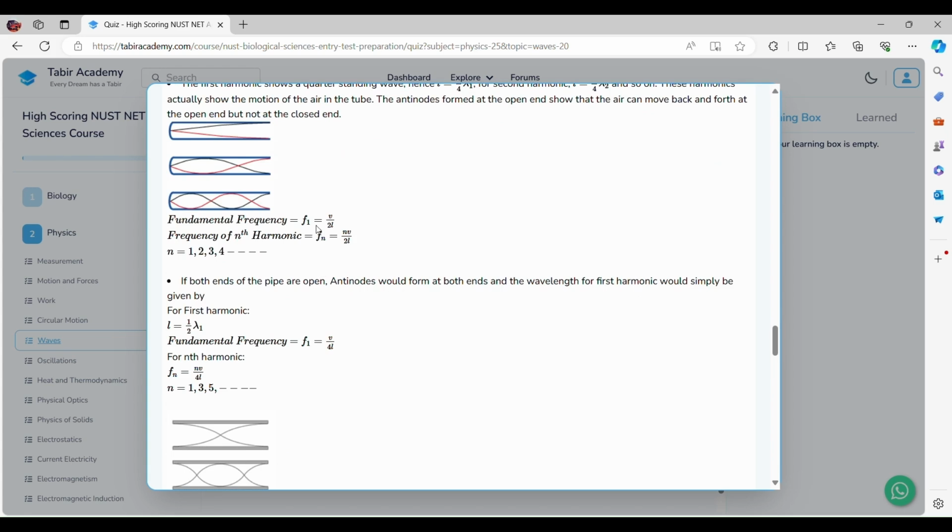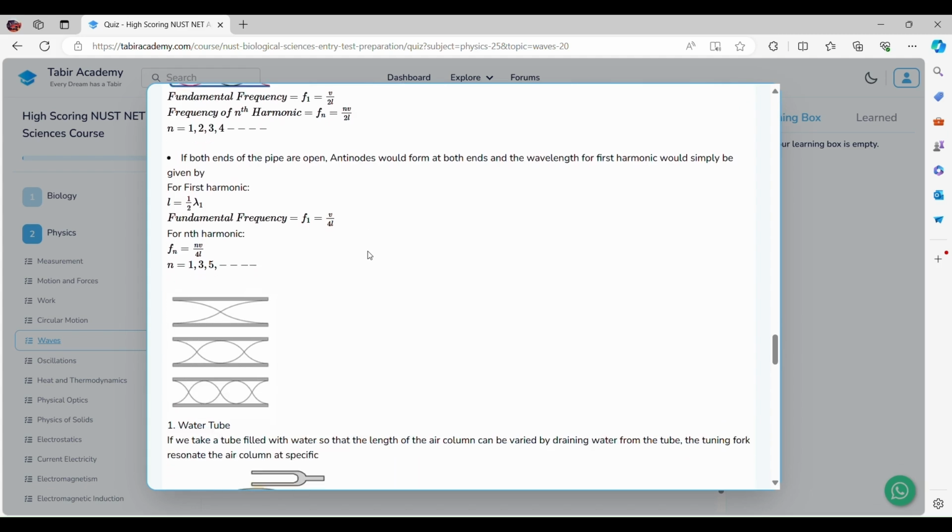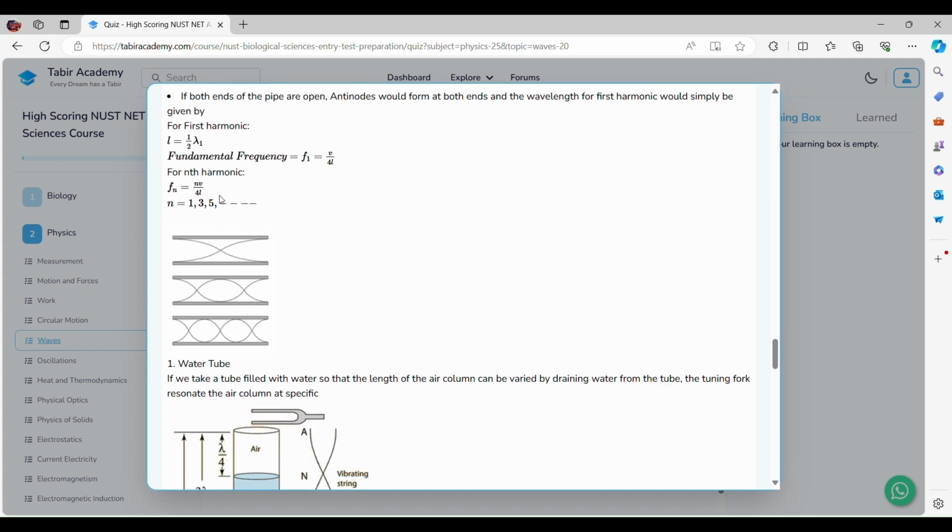Fundamental frequency f1 equals v over 2L. Frequency of nth harmonic, fn equals nv over 2L. If both ends of the pipe are open, antinodes would form at both ends, and the wavelength for the first harmonic would simply be given by L equals 1 over 2 lambda 1. Fundamental frequency equals v over 4L. For the nth harmonic, nv over 4L. 1, 3, 5.